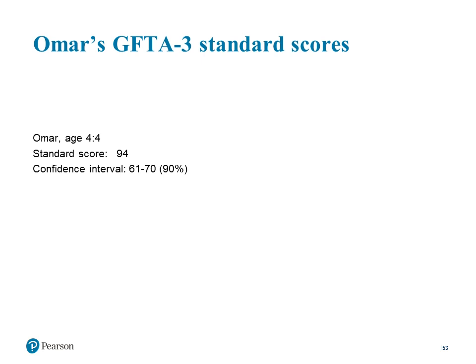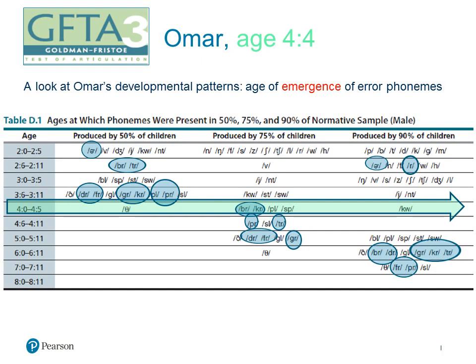So let's look at Omar again at age 4-4. He gets that SAM score of 94. Confidence interval is between 61 and 70 at 90% confidence. When we look at the mapping, we have the light green arrow lines signifying where he is between 4 and 4-5, and all the sounds above that are the sounds that at this point should be emerging, versus all the sounds below that arrow line are the sounds that kids typically haven't emerged. So that's that comparison that you're going to see.